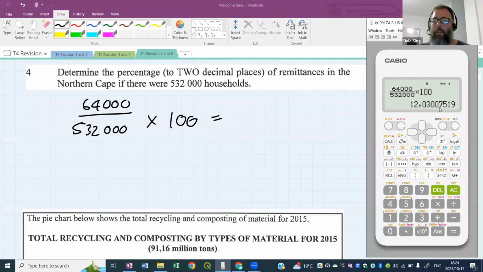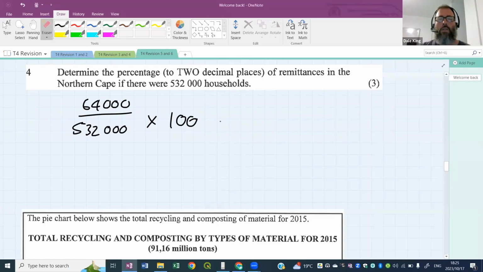12,03007. Now, I'm not going to write all these decimals out tonight. Okay, we can see it's 12,03007. So I'm just going to round it off to 12,03. All right. Let's just do it nice and easy, straight into the answer, which is 12,03%. All right. Remember, they want 2 decimal places.